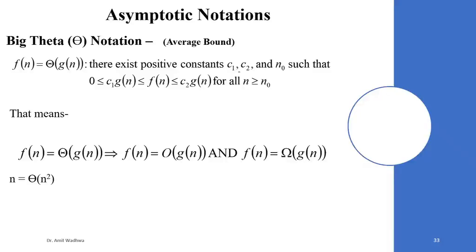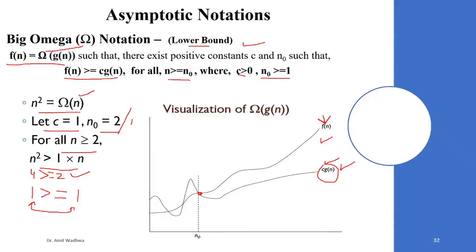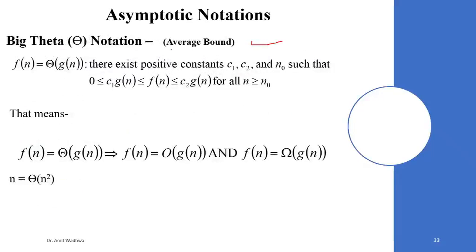Then we have big theta notation. Big theta is giving us the average bound. So that means big omega is giving us the lower bound, which is talking about the best case running time of an algorithm. And big theta is the average bound, so it is talking about the average case running time of an algorithm. It is represented by this theta symbol. It can be like this, or we can have some lines over here just like this. Both are the same. So what is the meaning of f(n) is equal to big theta of g(n)?